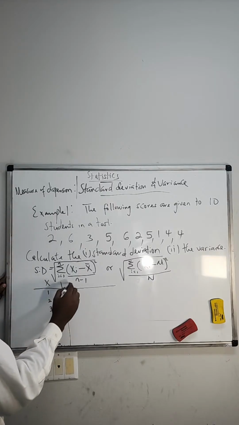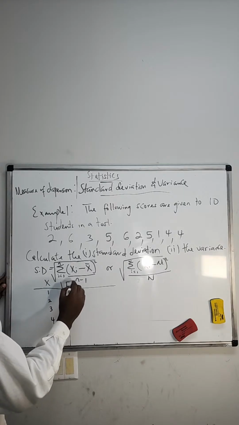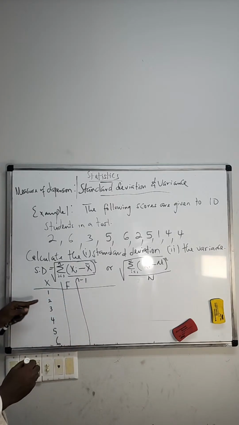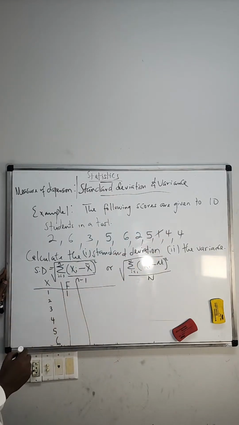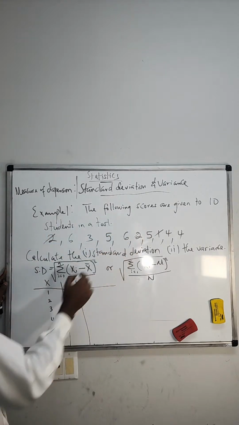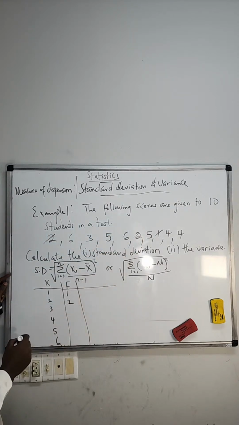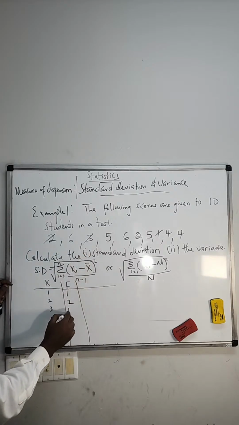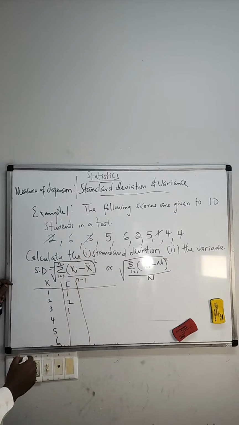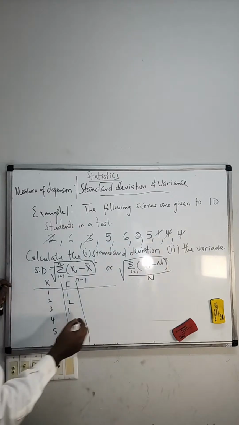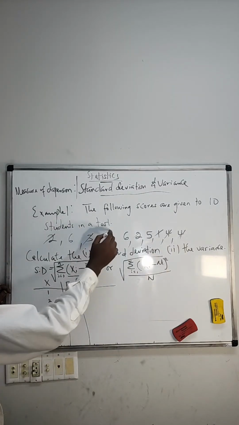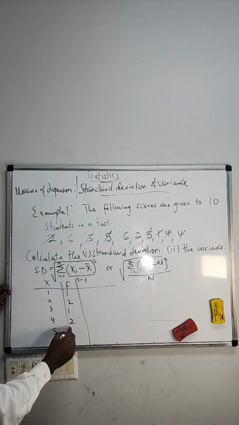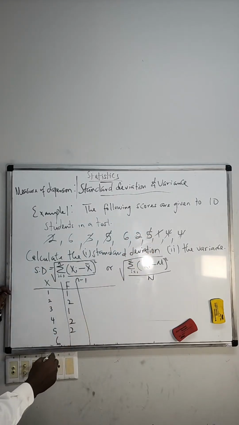Next is to calculate the frequency. How many times do we have 1? Just once. How many times do you have 2? Twice. What about 3? Just once. What about 4? Twice. What about 5? Twice. What about 6? Twice.